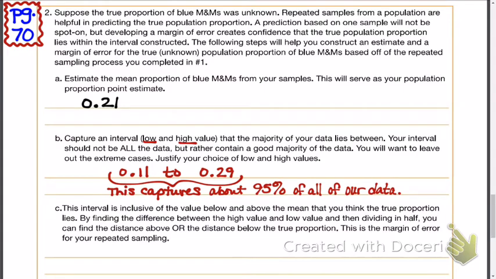And it says right here, you will want to leave out the extreme cases. So we left out the biggest and the smallest. We captured everything else. So we found our margin of error by subtracting those and dividing it in half.